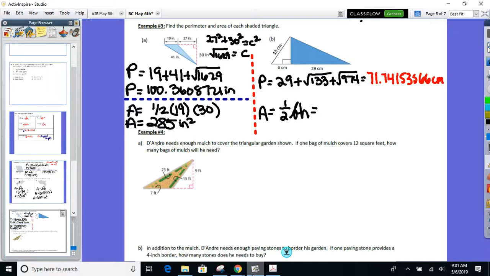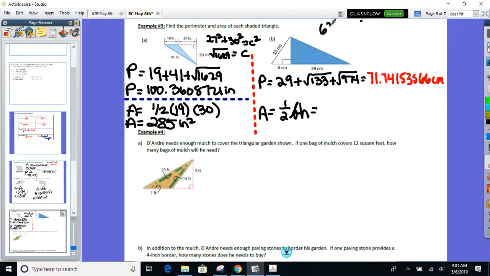Okay, with the perimeter, 71.7413566 centimeters. That's what I found for the sides by doing Pythag, the square root of 133 and the square root of 974. Anybody want to go over where those numbers came from? Let me know. Pythag, again, here you go.